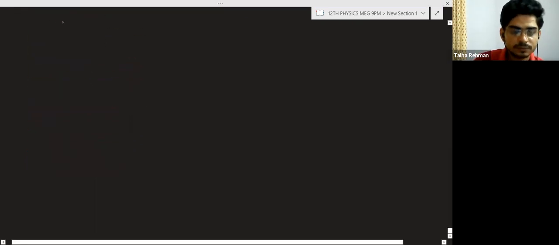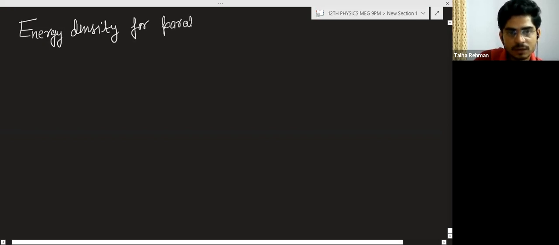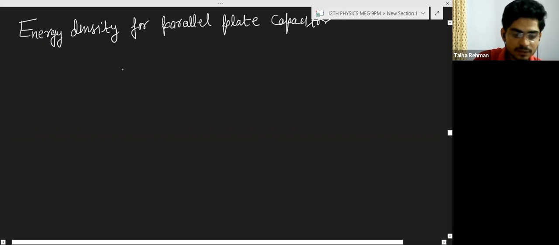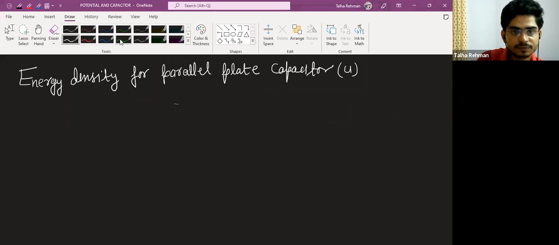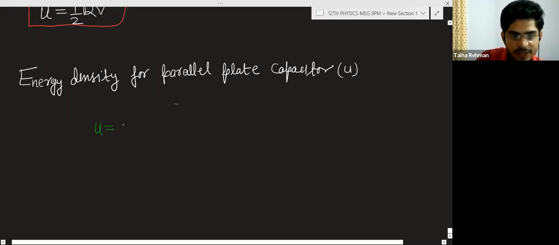Now there is another term, energy density, for a parallel plate capacitor. Energy density is represented by small u, and the formula of energy density is the energy stored, that is capital U, divided by the volume of the capacitor.